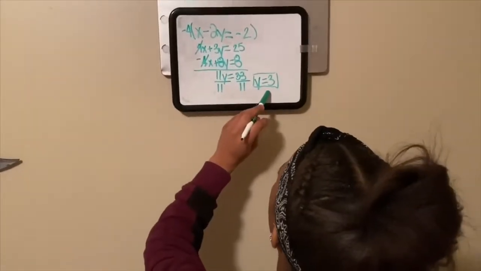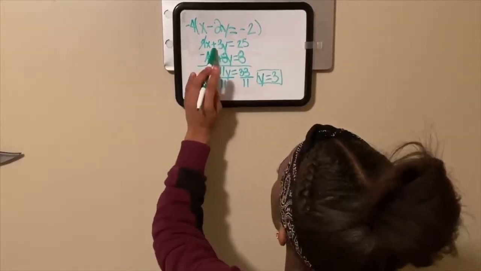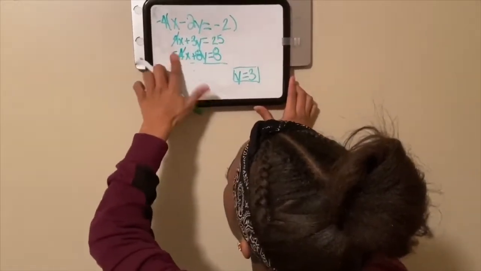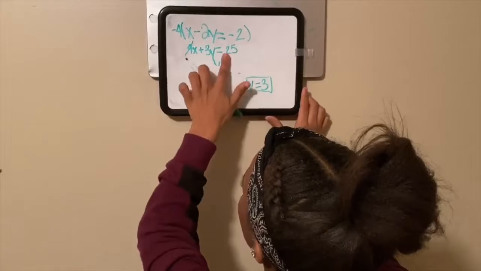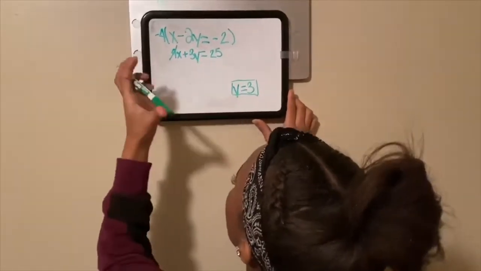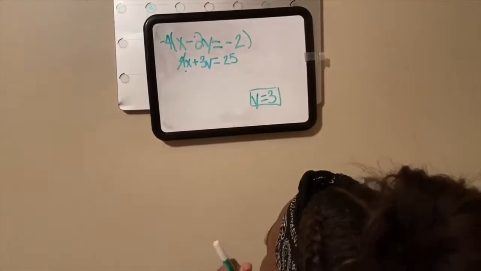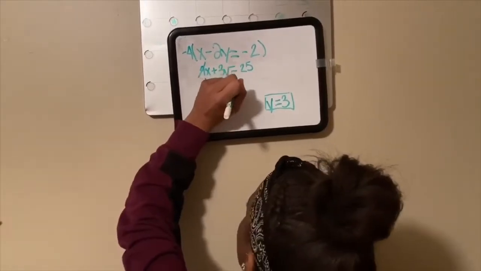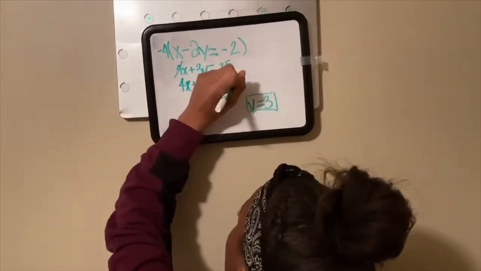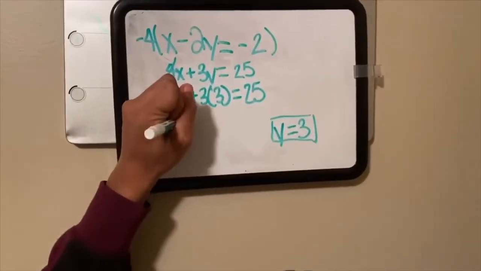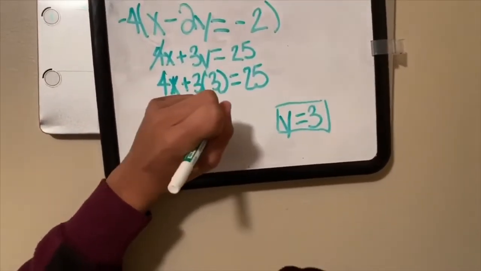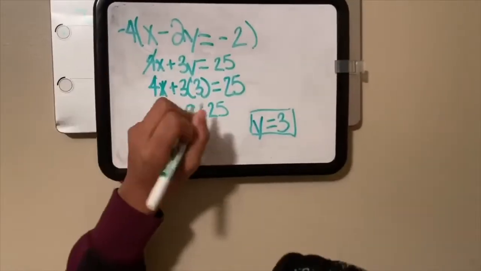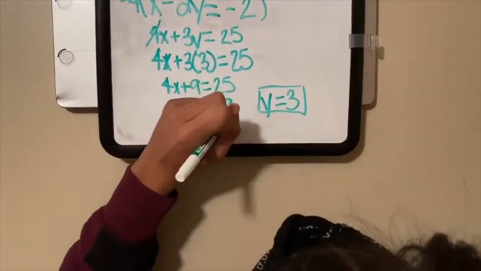Now that you have your y, you can plug it into this equation and you will find your x. So we're just going to erase this. And then we're going to replace y with 3. So that would be 4x plus 3 times 3 equals 25. It's going to come out as 4x plus 9 equals 25. So we're going to do the 2-step equation again, which is going to be minus 9. Subtract 9 from both sides.